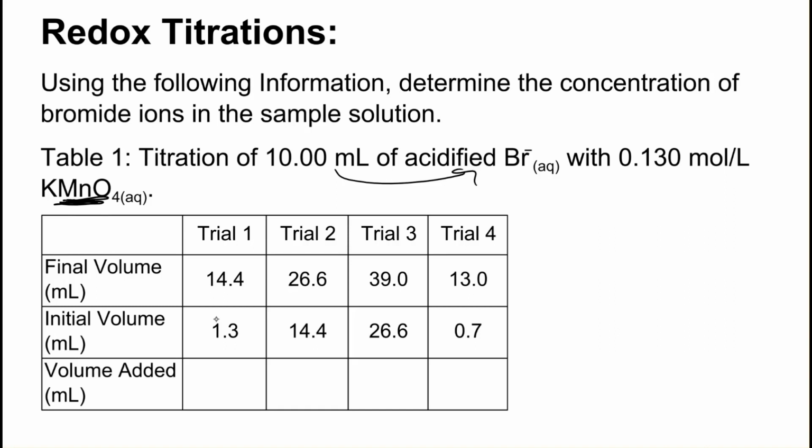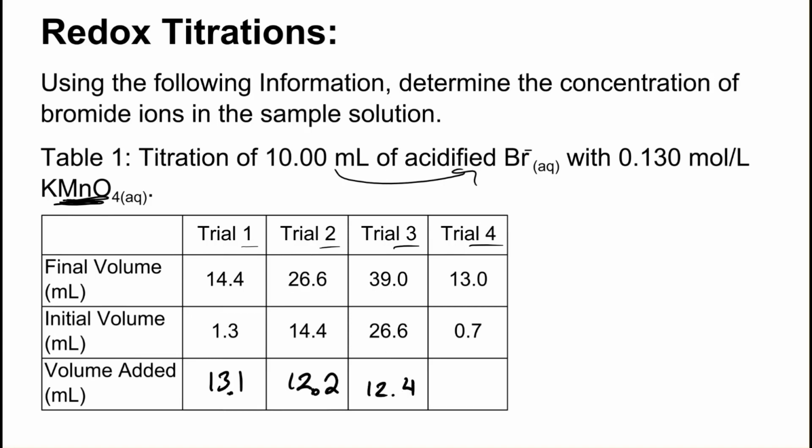Okay, let's go through this. We have 4 trials, trial 1, 2, 3, 4, and we're going to see which information we're going to use. When I subtract the final and initial volumes, I get the volume added. So that's 13.1 milliliters. Perfect, no problem. 26.6 minus 14.4 is 12.2. Uh-oh. These values don't agree with each other very well. But let's move on. 15.3 minus 3, 12.4.